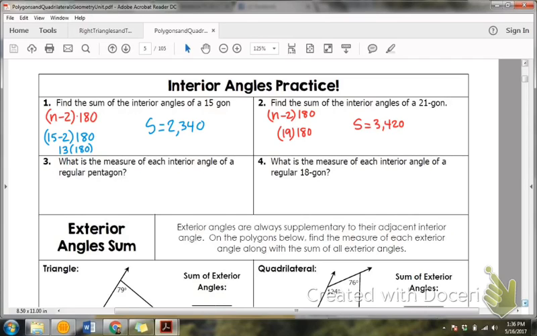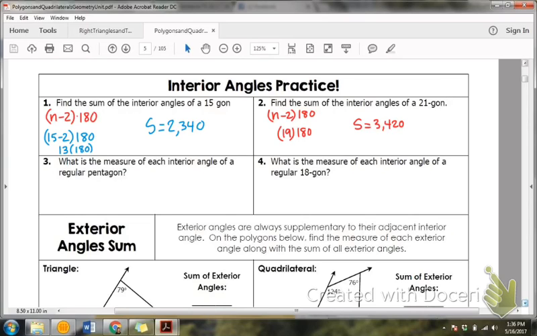Number 4 says, what is the measure of each interior angle of a regular 18-gon? So we know we have 18 sides. Before I can figure out how much each angle is, what do we need to know? We need to know the total, right? Because before I can divide it into 18, I need to know what I'm dividing into 18.